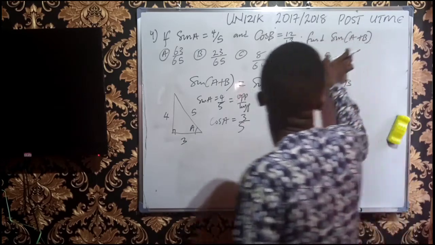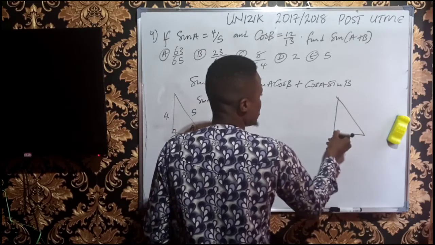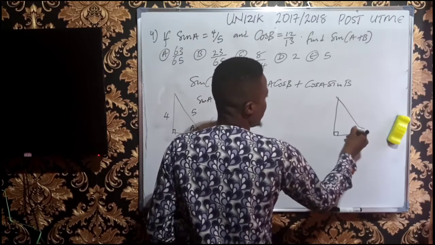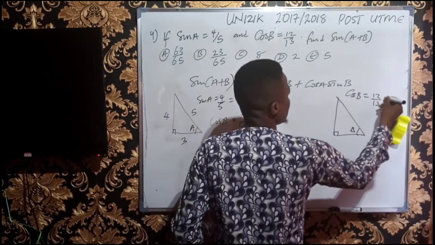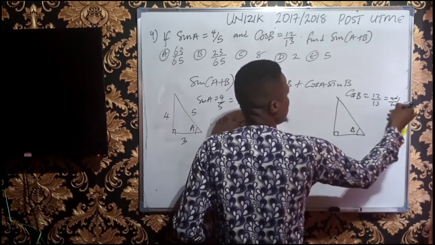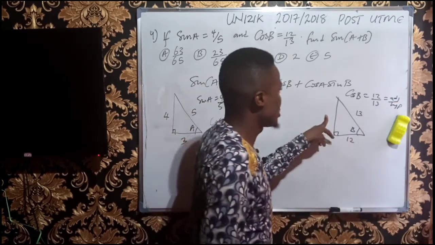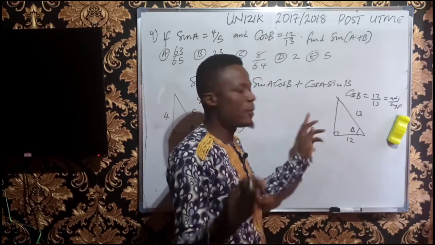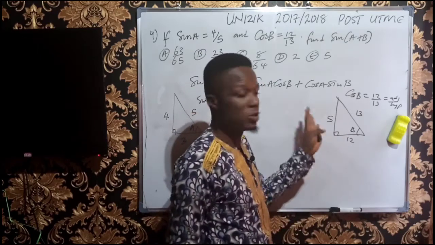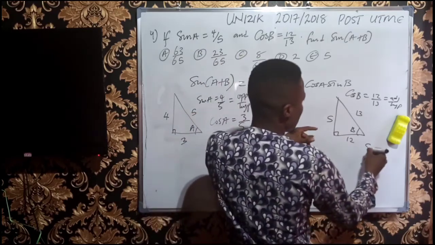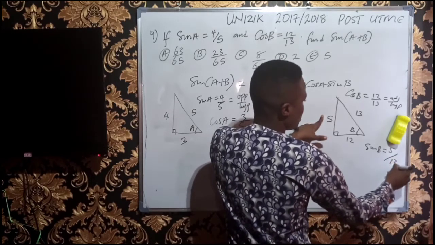In this same triangle, where cos B is 12 over 13, this is still a right-angled triangle. If this is my B, and you know that cos B is 12 over 13, which is adjacent over hypotenuse, then my adjacent is 12 and hypotenuse is 13. You can use Pythagoras theorem to get the third side, but if you are wise, you know the Pythagorean triple. If you see 12, 13, the next one should be 5. Therefore, sine B will be opposite, which is 5, over hypotenuse, which is 13.